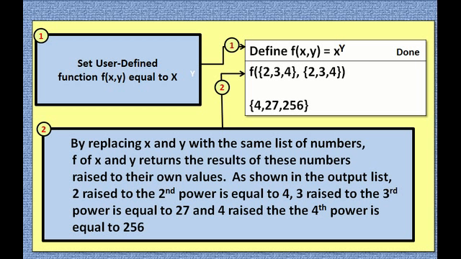Now let's try a batch command on a more interesting user-defined function. Step 1. Define the function f of x and y to equal x raised to the yth power. Step 2. By replacing x and y with the same list of numbers, f of x and y returns the results of these numbers raised to their own values. As shown in the output list, 2 raised to the second power is equal to 4, 3 raised to the third power is equal to 27, and 4 raised to the fourth power is equal to 256.